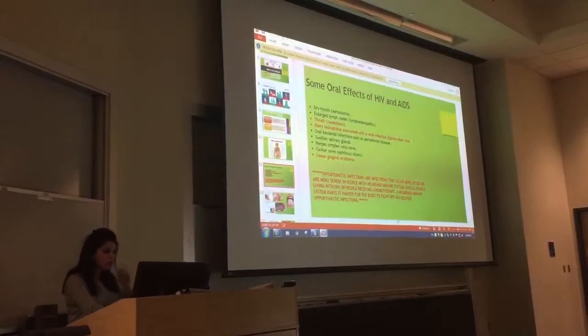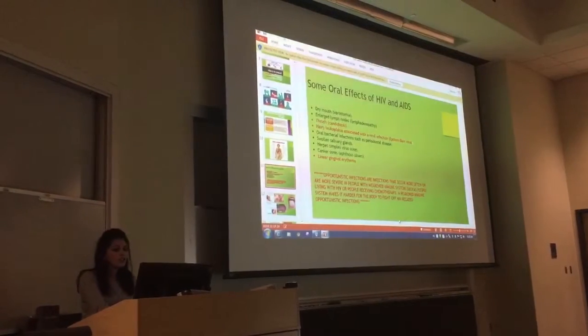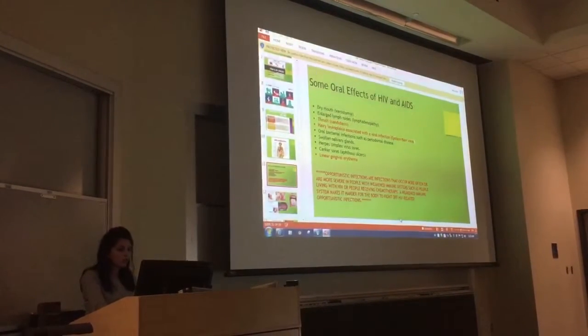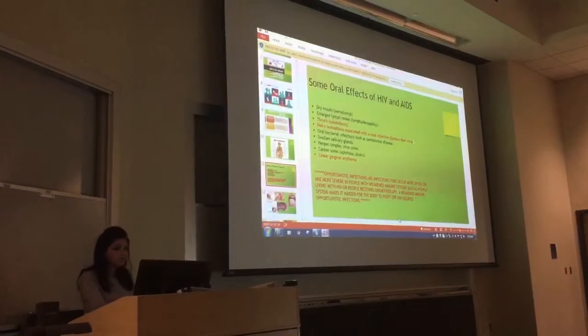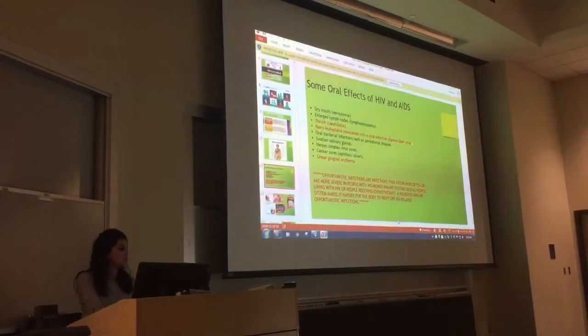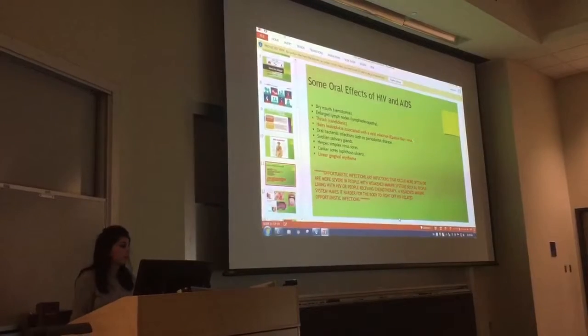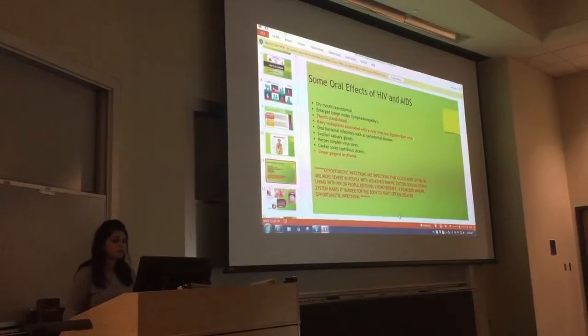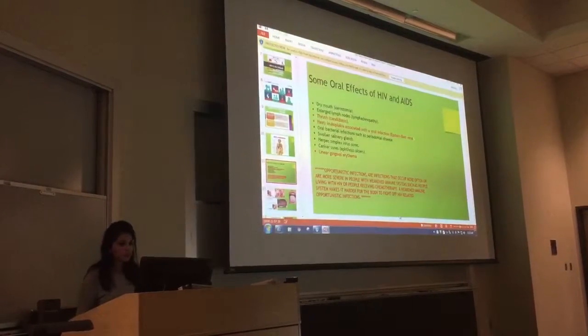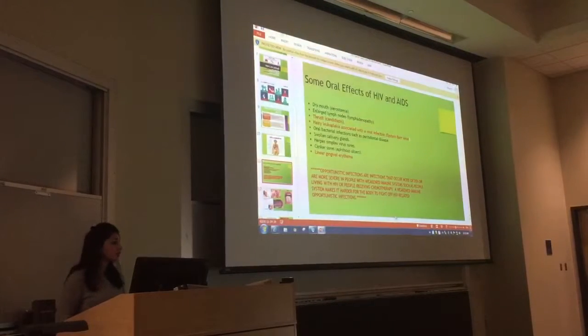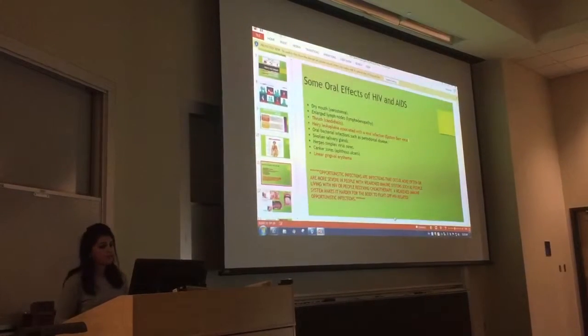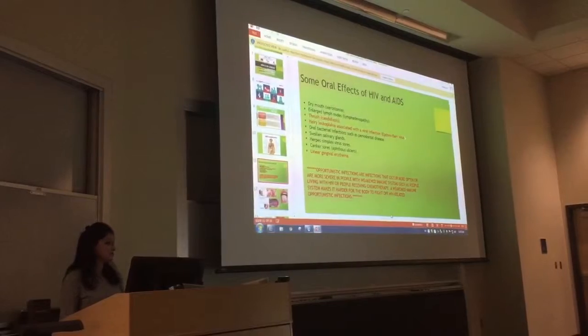So this is really important. Opportunistic infections are infections that occur more often or are more severe in people with weakened immune systems, such as people living with HIV or people receiving chemotherapy. A weakened immune system makes it harder for the body to fight off HIV-related opportunistic infections.